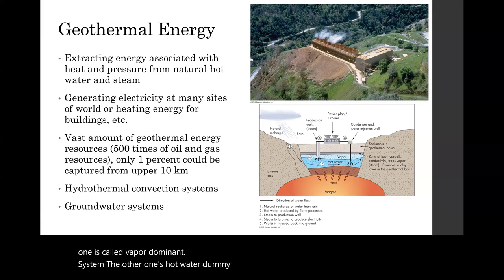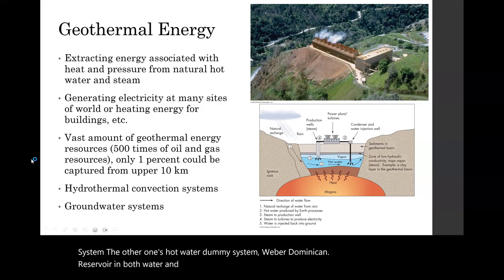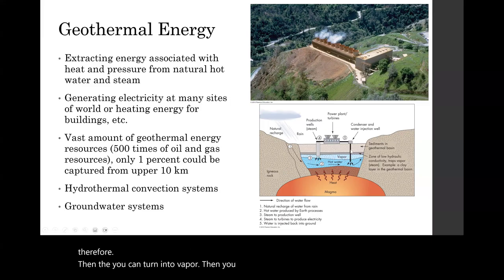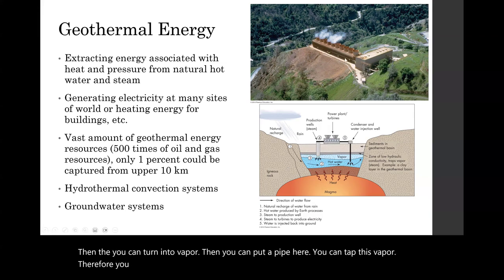In a vapor dominant hydrothermal system, there is a reservoir in which both water and steam are present. Near the surface, the pressure is lower, therefore it can turn into vapor. Then you can put a pipe here and tap this vapor. Therefore, you can drive the turbine and generate electricity.